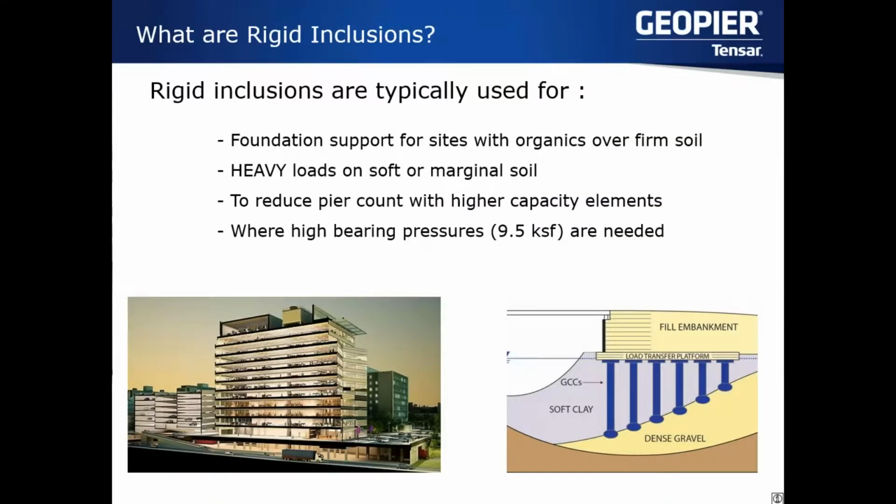And we talked some about organics already and higher load carrying capacity. The bearing pressures that we're able to provide are higher as well for rigid inclusion systems. So rammed aggregate piers, 4 to 7 KSF, RIs might be 8 KSF to 10 KSF, and depending on the soil conditions, we might even be able to go a little bit higher.